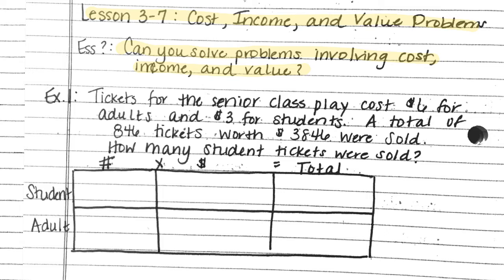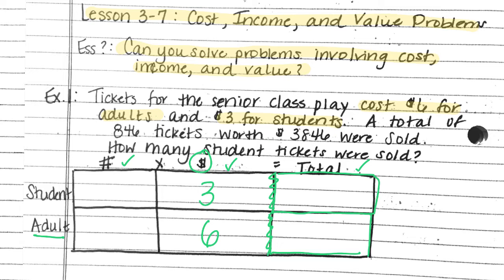Tickets for the senior class play costs $6 for adults and $3 for students. Let's stop here. We have $6 for adults and $3 for students. So under adults, it's going to be $6 because here's where my money is. Typically your word problems are like the number of something times the value equals the total. And the total boxes are what we end up working with. I always do a squiggly line because we always work with these highlighted boxes. And it was $3 for students, so we're going to put a 3 under students.